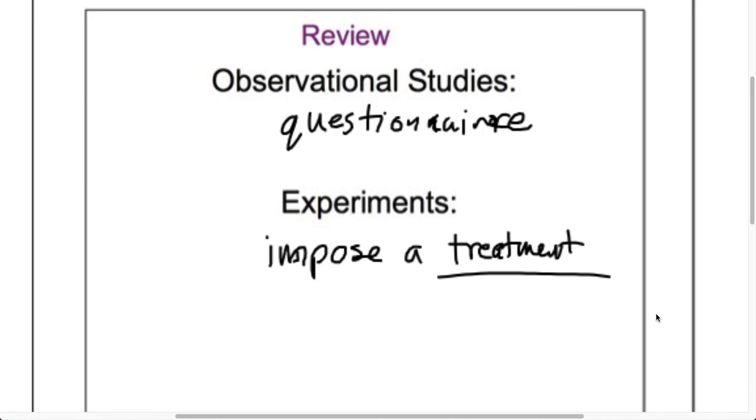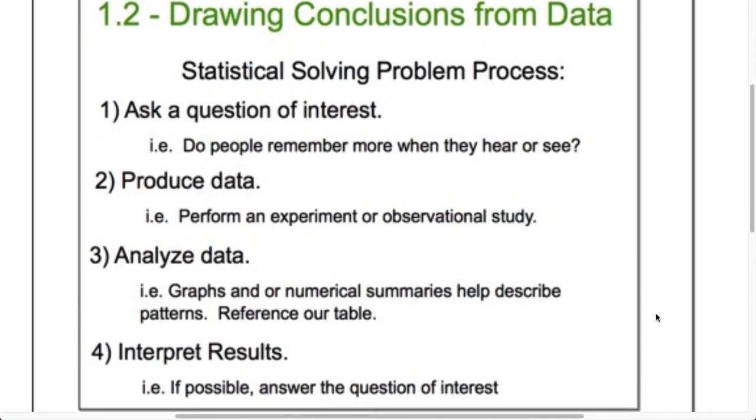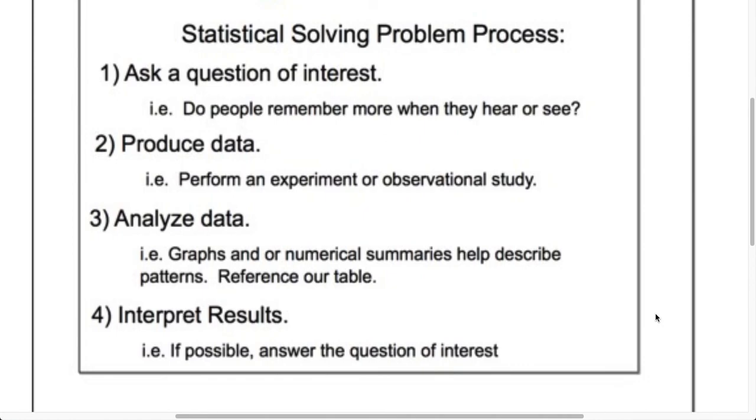Okay? And then to summarize data, we have something we call the statistical problem-solving process. Okay? So we first need to start by asking a question of interest. All right? Again, this needs to be as unbiased as possible. Okay? So for example, do people remember more when they hear or see? If you were to ask a similar question and you worded it like, don't you hear better, or don't you remember more when you hear things? Well, now you've skewed that question. You've skewed it towards just hearing something rather than saying hearing or seeing.